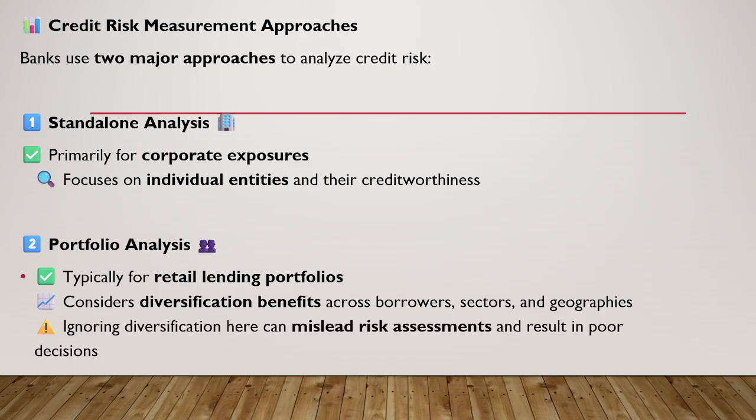2. Portfolio analysis. This approach is used more commonly for retail lending portfolios, where the number of borrowers is large. Instead of focusing on each borrower, banks look at the overall risk profile and how well diversified the portfolio is. This is where the benefits of diversification come in. If different borrowers are unlikely to default at the same time, your overall risk is reduced. That means the capital requirement for a well-diversified portfolio is lower, because the probability of simultaneous defaults is minimal. Ignoring this can lead to bad decisions, like allocating more capital than necessary or underestimating risk in concentrated segments.